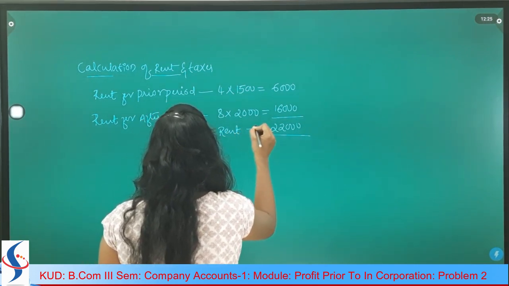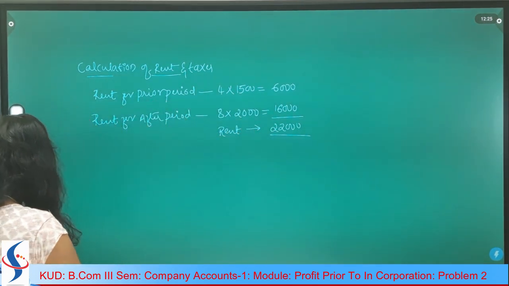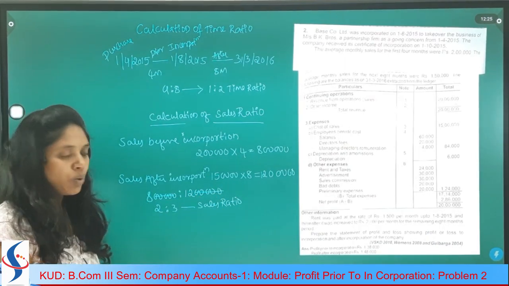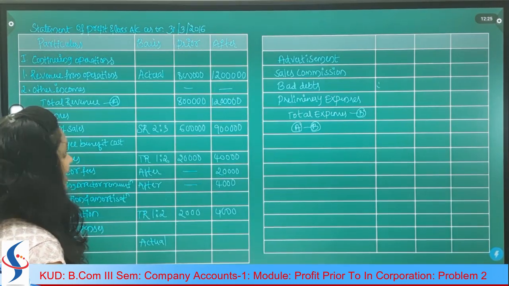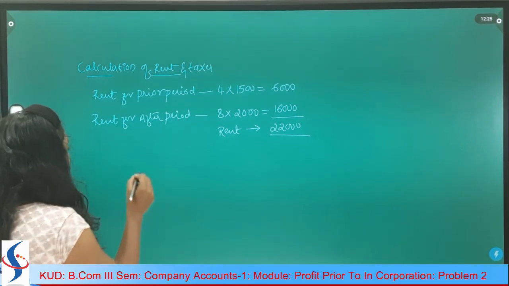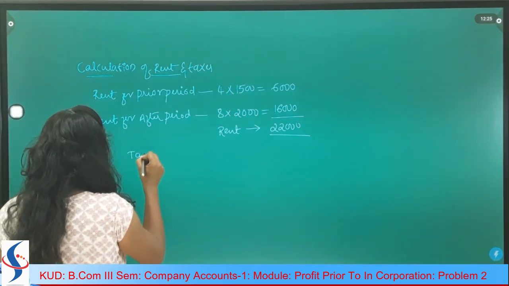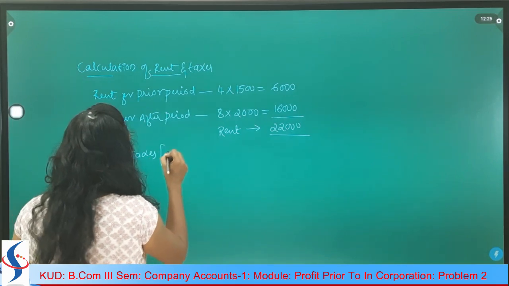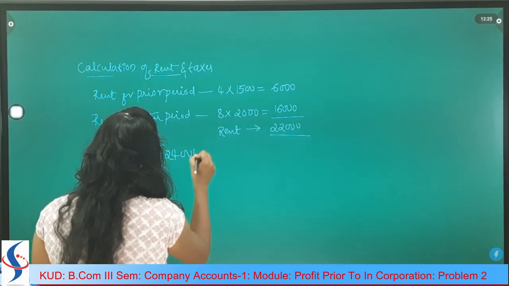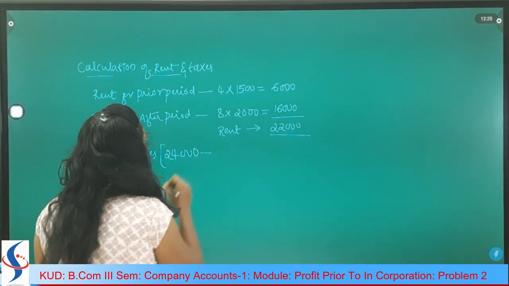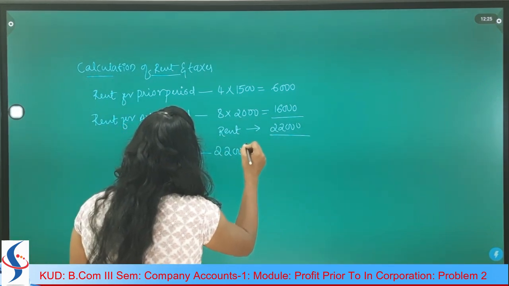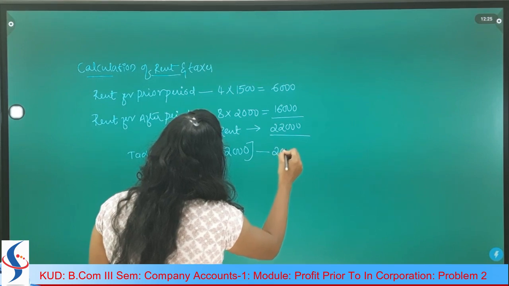22,000. Just now we saw the rent and taxes total value was how much? 24,000. Out of 24,000, the rent is 22,000. What about the difference? The difference is 2,000. That difference is called taxes. Taxes is the total of rent and rates minus rent. The total rent and taxes given in the question is 24,000. Out of the total, the rent amount is 22,000 and the difference of 2,000 is taxes.